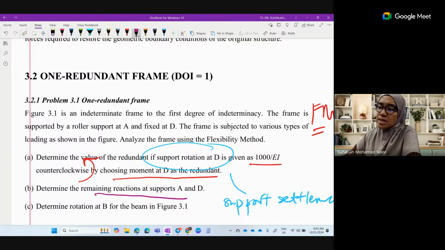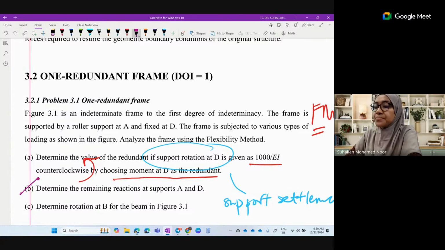Okay, so dah dapat yang tu tadi, nanti lepas you solve for the redundant, yang ni biasalah, semua ni dah repeat balik the same thing yang sama macam minggu lepas. Bila kita dah dapat redundant, kita boleh continue to calculate remaining reaction using principle of superposition pun boleh, equilibrium equation pun boleh. Yang lagi senang adalah principle of superposition. Okay, kalau you betul-betul buat soalan yang saya suruh you submit tu, you dah patut boleh buat yang B ni.